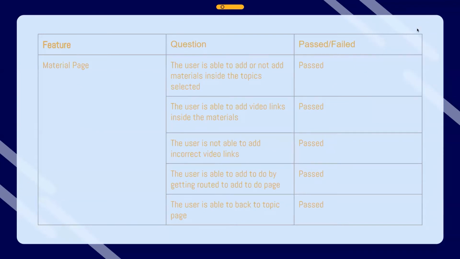Okay, in the material page, we are also able to pass our threshold or parameters for our application, which are adding topics, inserting video links, adding. The user is also not able to add incorrect video links, and the user is able to add to-do by getting routed to the add to-do page, and the user is able to go back to the topic page. Next.